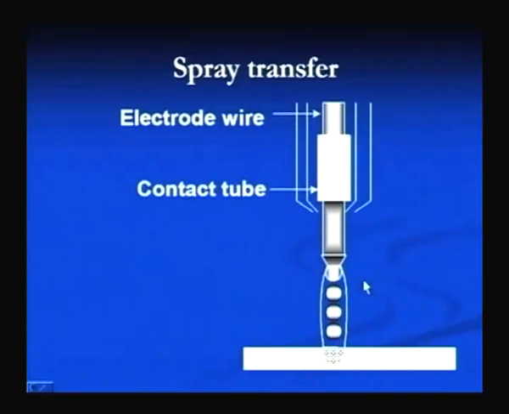Here schematically we can see the electrode tip. Under high current, the droplets at the tip of the electrode are formed rapidly, and under the effect of pinch force they are pinched off rapidly. The droplets are detached even when they are quite small in size, so the droplets are sprayed from the electrode side to the weld pool, and that gives a spray kind of appearance. That is why it is called spray metal transfer.